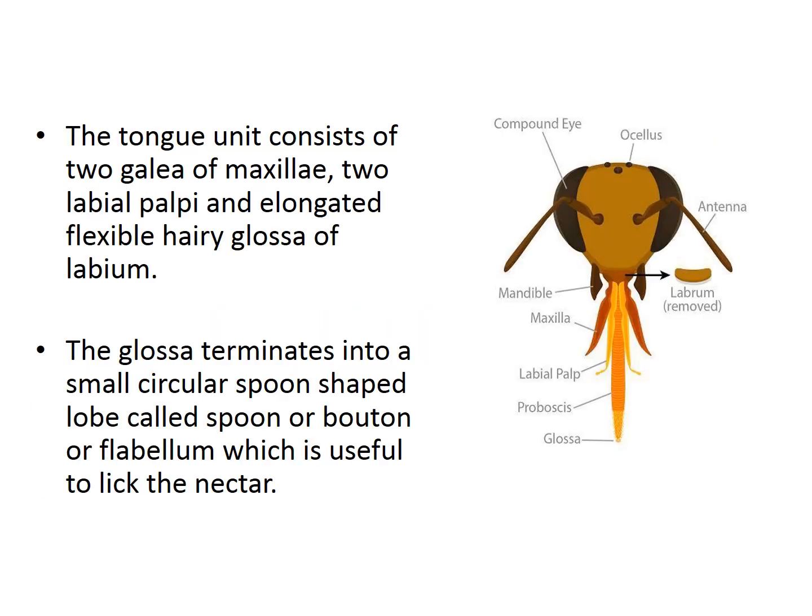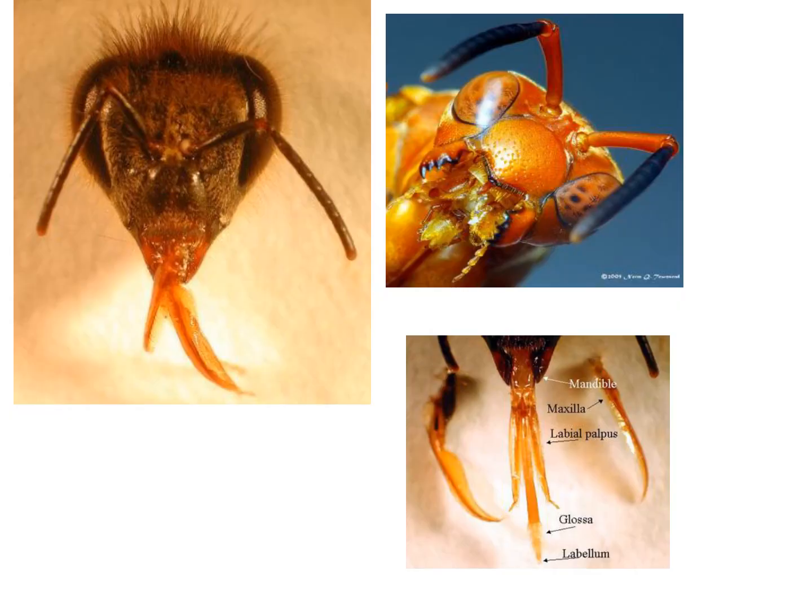The tongue unit consists of gallia of maxillae, two labial pulpi and elongated flexible hairy glossa of labrum. The glossa terminates into a small circular spoon-shaped lobe called spoon or bouton or flabellum, which is useful to lick the nectar. So here the photograph shows the mouth parts of honeybee. We can see the mandibles, the maxillae, the labial pulpi, the glossa and the labrum in this picture.